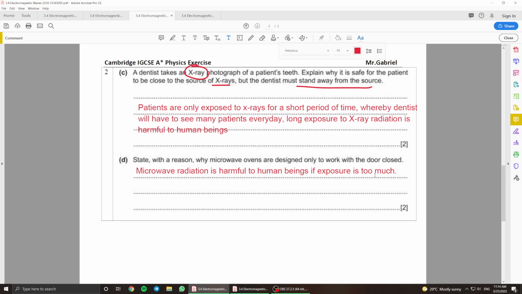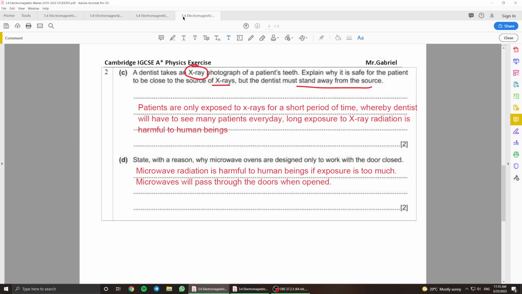And obviously, microwaves are with the door closed. Microwaves will pass through something like that, or anything logical.